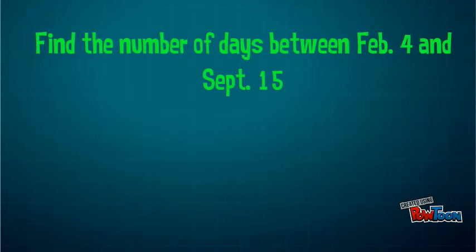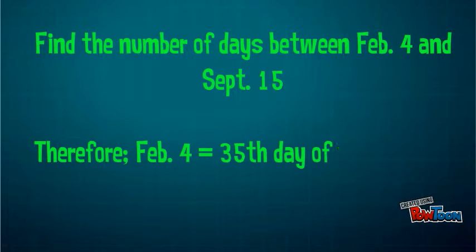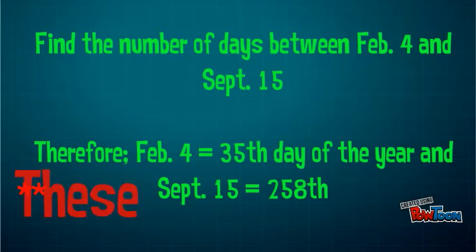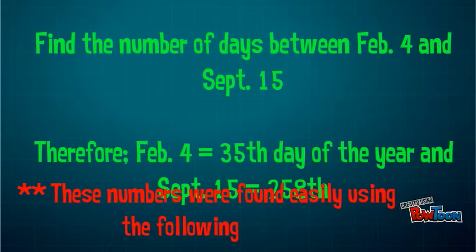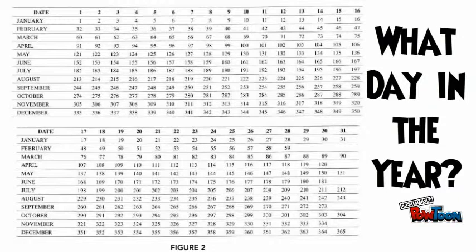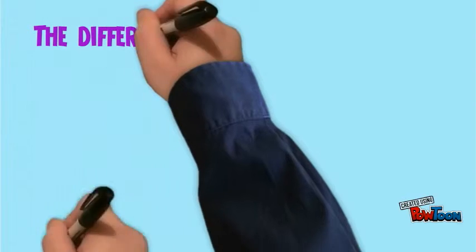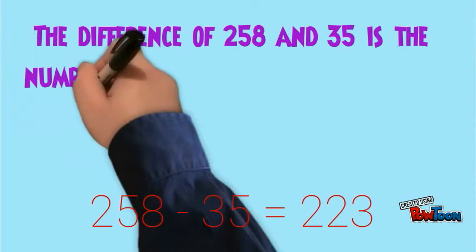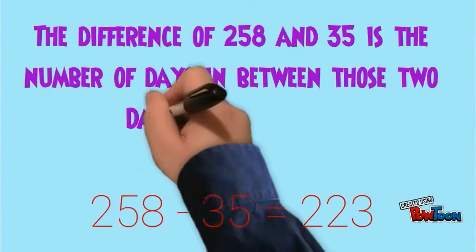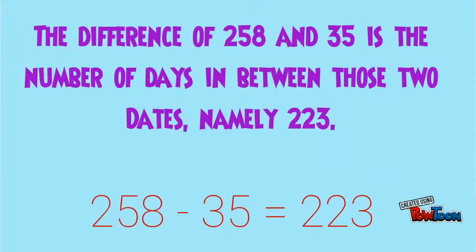Find the number of days between February 4th and September 15th. February 4th is the 35th day of the year, and September 15th is the 258th. These numbers were found easily using the following table. The difference of 258 and 35 is the number of days in between those two dates, namely 223.